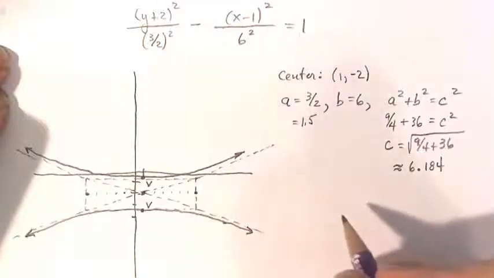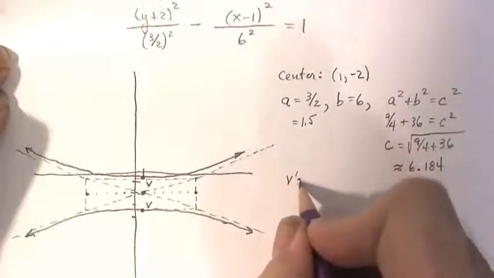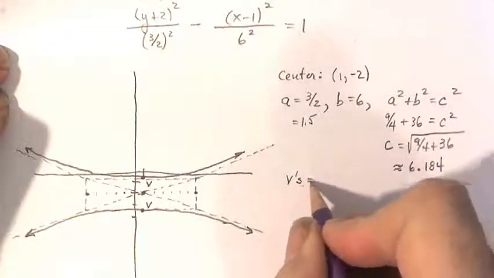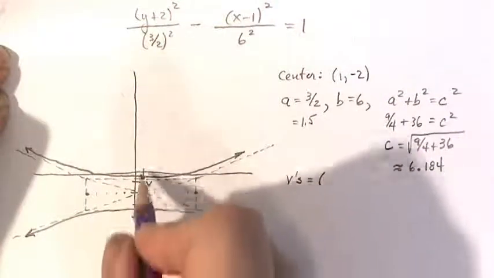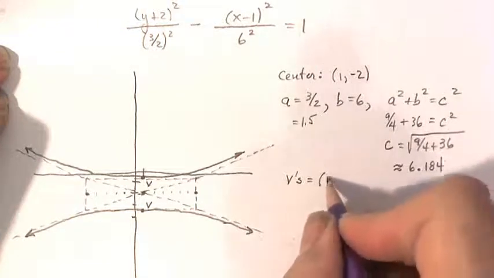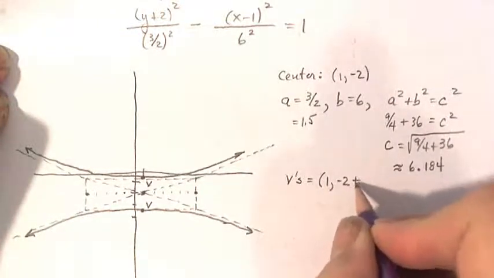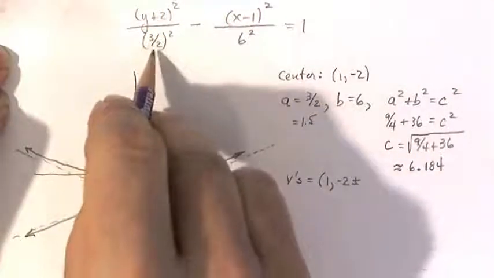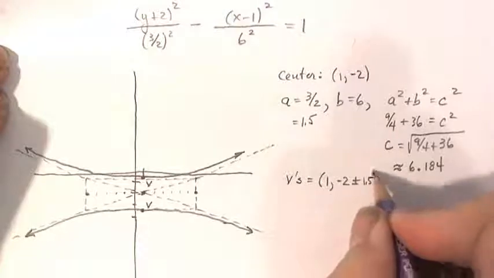Let's now mark as many of the points as we can. Your two vertices are going to be located at, because they're lined up vertically, they're going to have the same x-coordinate as the center, 1, and the y value is going to be plus or minus the a. We went up or down by 1.5.